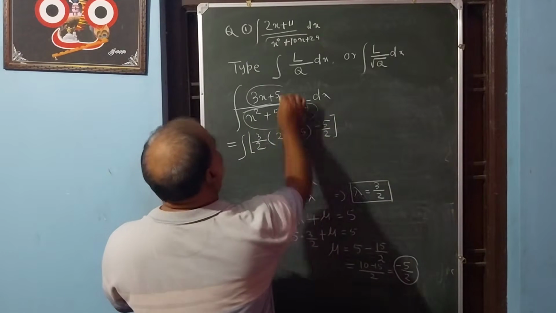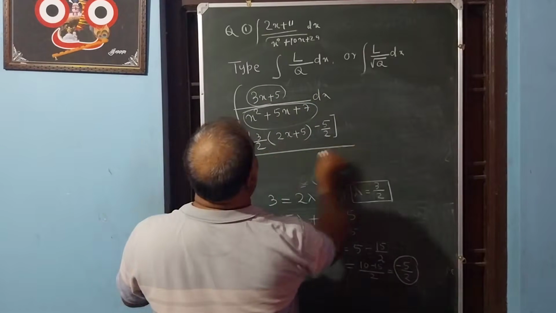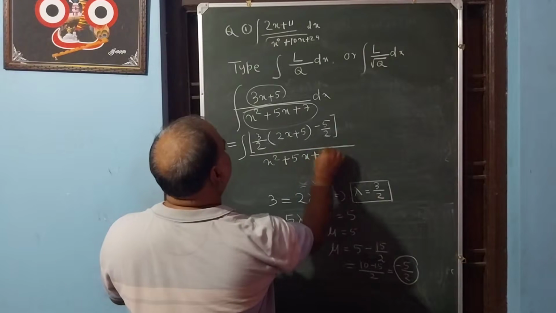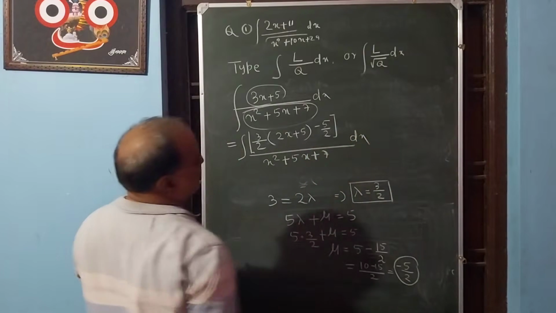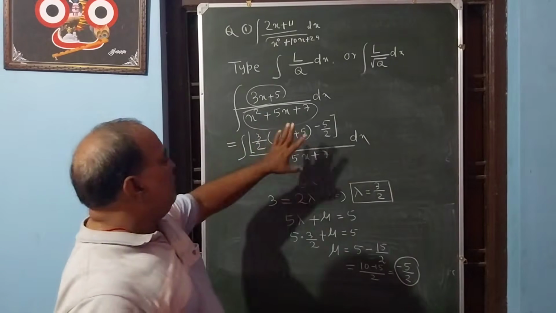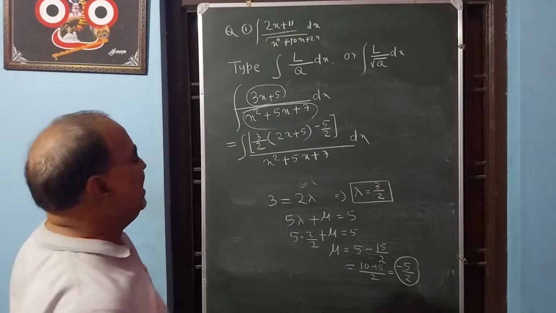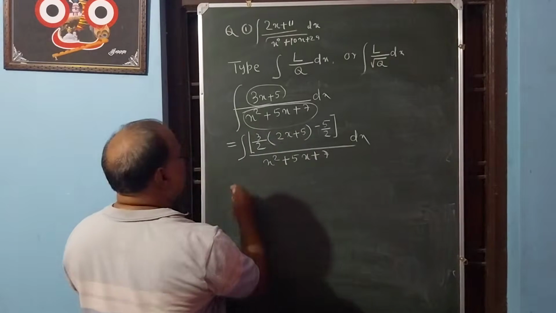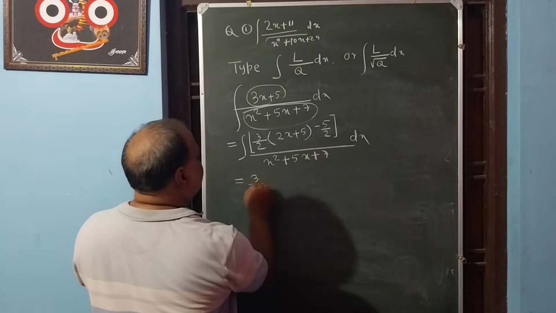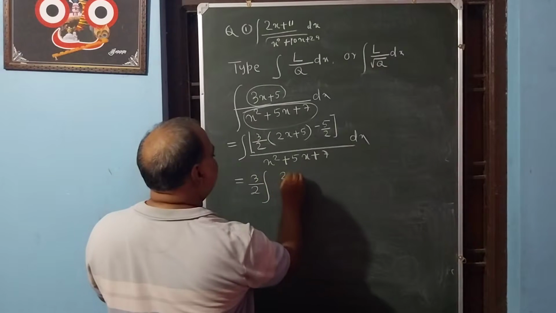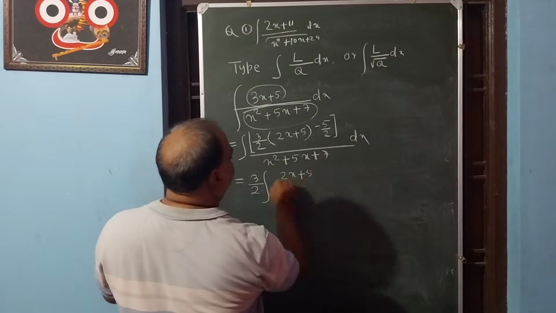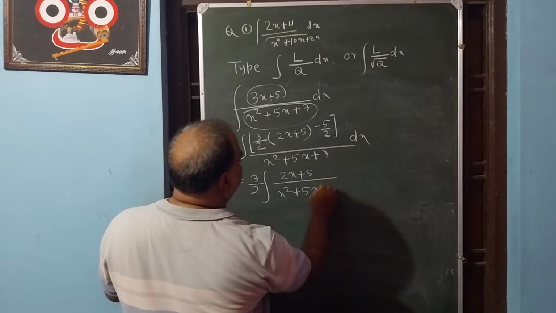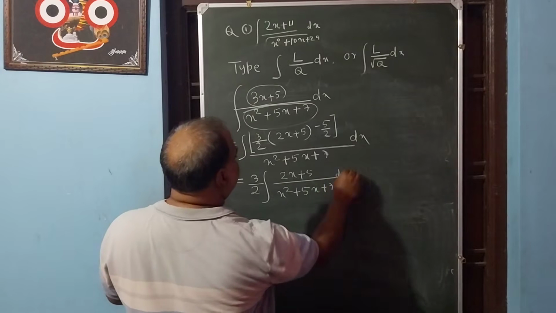So after simplification we get 3x plus 5, over x square plus 5x plus 7 whole into dx. Now the above will break as two integrals. So we get 3 by 2 as a constant that will be coming outside, integral of 2x plus 5 divided by x square plus 5x plus 7 whole into dx.